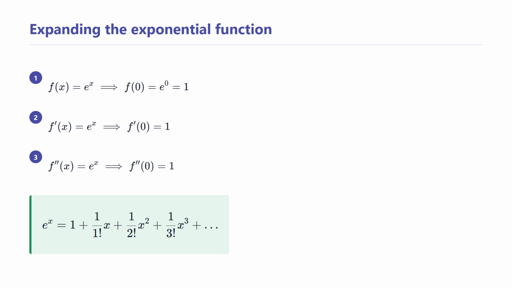Now we simply plug these ones back into our Maclaurin series formula. Every derivative term becomes a 1, leaving us with this beautiful, elegant, infinite sum. This means the complex exponential function is perfectly equal to this simple polynomial.